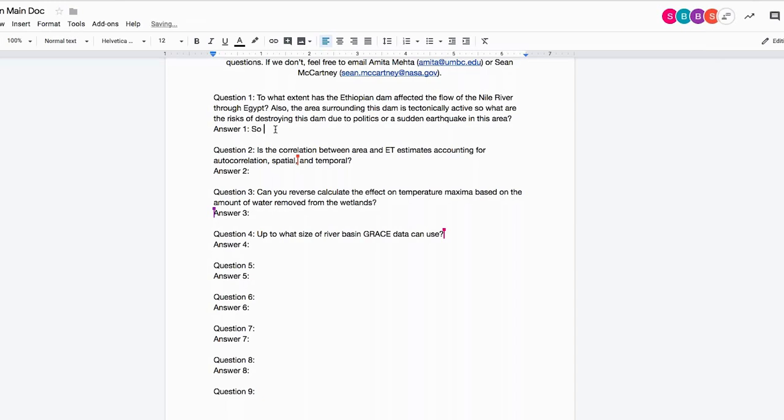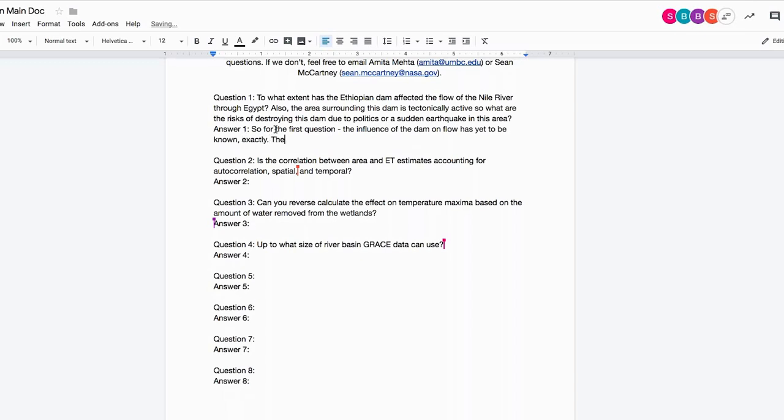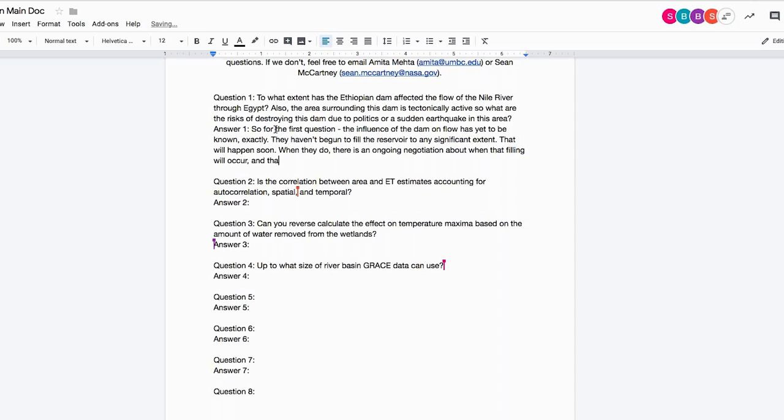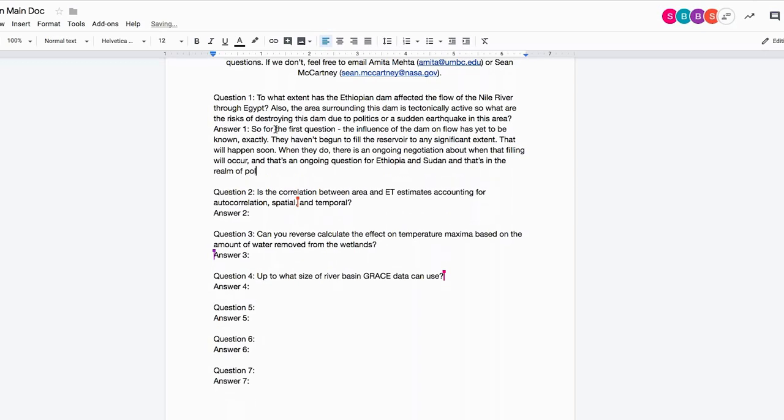So for the first question, the influence of the dam on flow is yet to be known exactly because they have not begun to fill the reservoir to any significant extent. That will happen soon. Now, when they begin to fill the reservoir, there is currently an ongoing negotiation about the rate at which that filling will occur. And that is a critical question, of course, for Egypt and Sudan, as well as for Ethiopia, to make sure that this is done properly. And that is really in the realm of political discussion right now. And we're all very optimistic that an equitable agreement will be made.